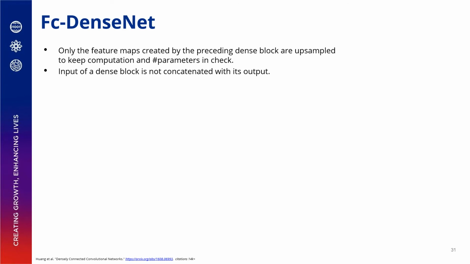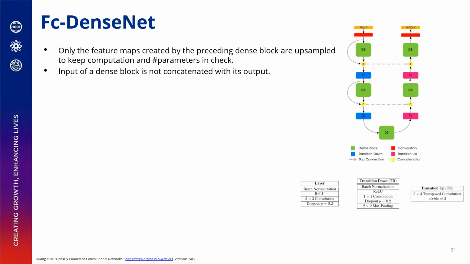But over here, we want to do segmentation, right? So the way scientists extended this paper was that the feature maps created by the previous dense block were upsampled to keep the computation and the number of parameters in check. The input of a dense block was not concatenated with its output like how it's done in DenseNet, in those dense blocks that I talked about. Instead, you basically had just two dense blocks over here with these skip connections that you saw in U-Net as well, which is very critical for most segmentation architectures.